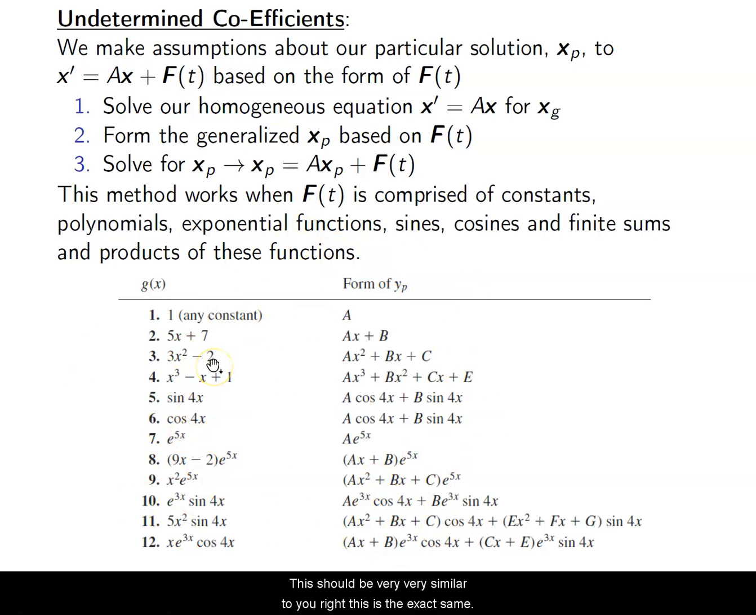These are the exact same generalizations that we had for the particular solutions from chapter 4.4, 4.5, whatever our undetermined coefficients chapter was. The way that we form these general solutions is the same way that we did back then. It's just that now we'll have n of those forcing functions, so we'll have n general forms inside of our particular solution vector. Okay, let's go ahead and do an example.